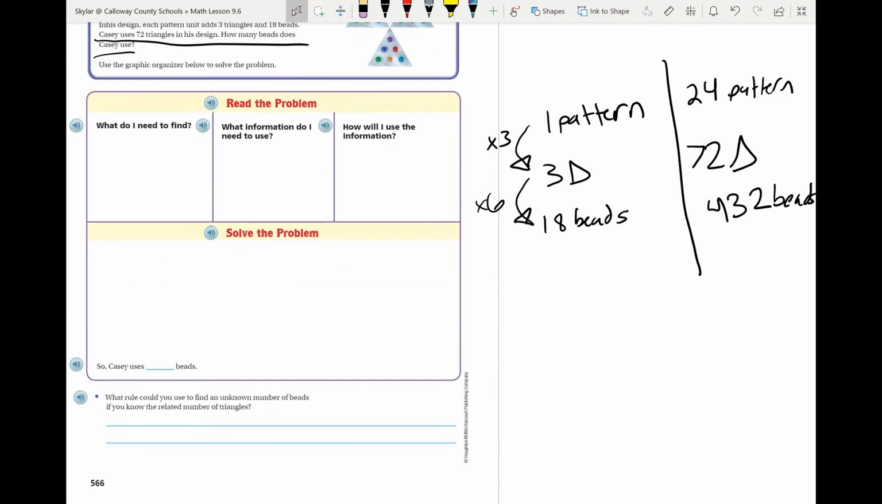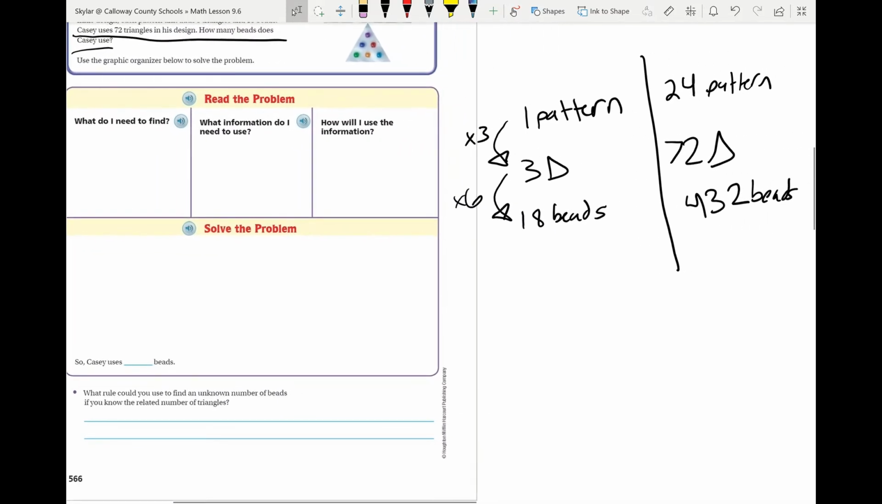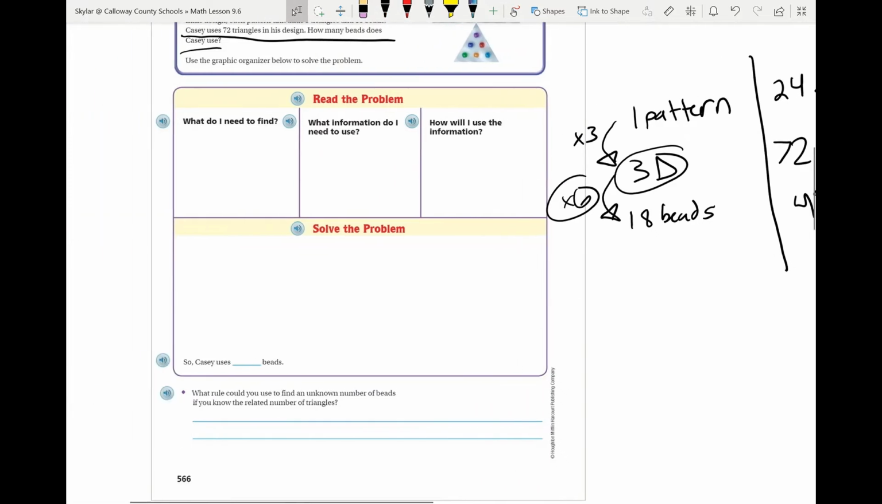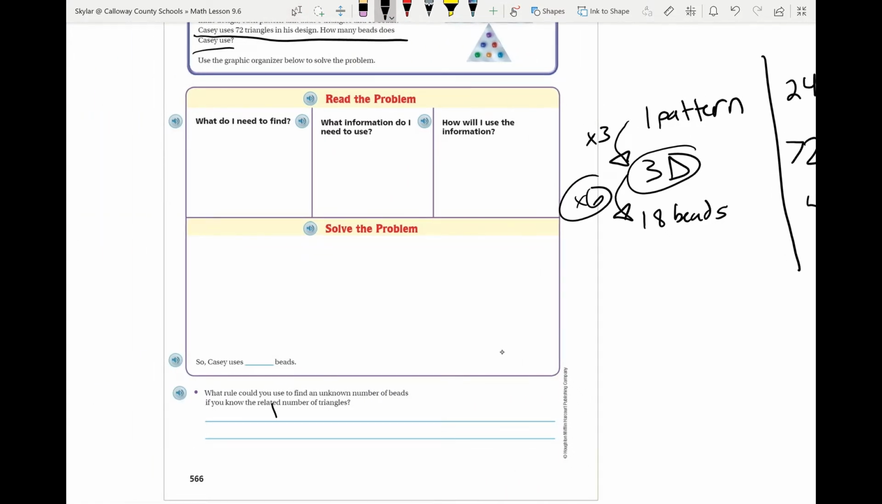If we scroll down to the bottom, what rule could you use to find an unknown number of beads if you know the number of triangles? Well, what was our rule up here? We took our triangles and we multiplied by 6. So, number of triangles times 6. That's your rule. That's how you find out how many beads you're going to be using.